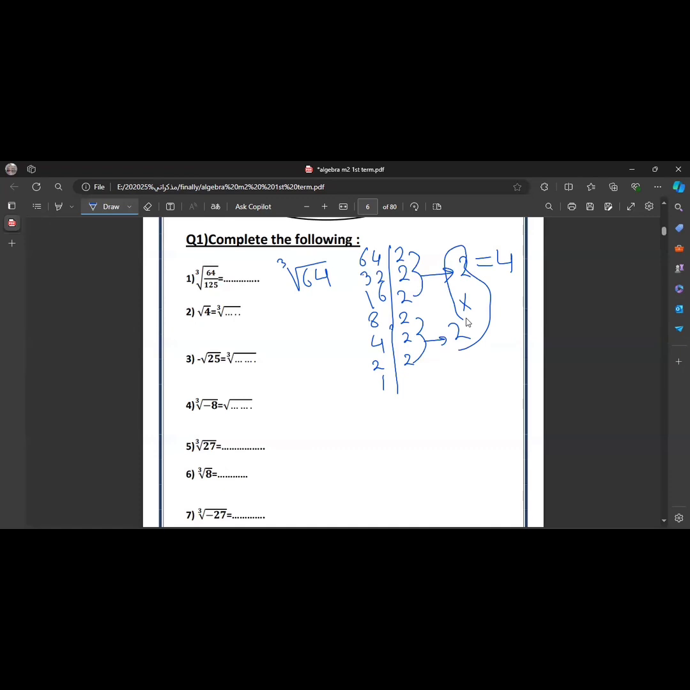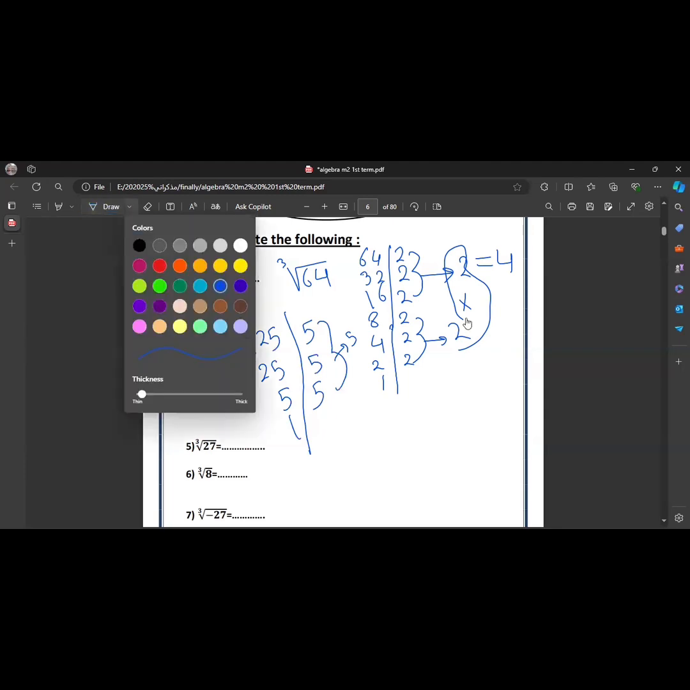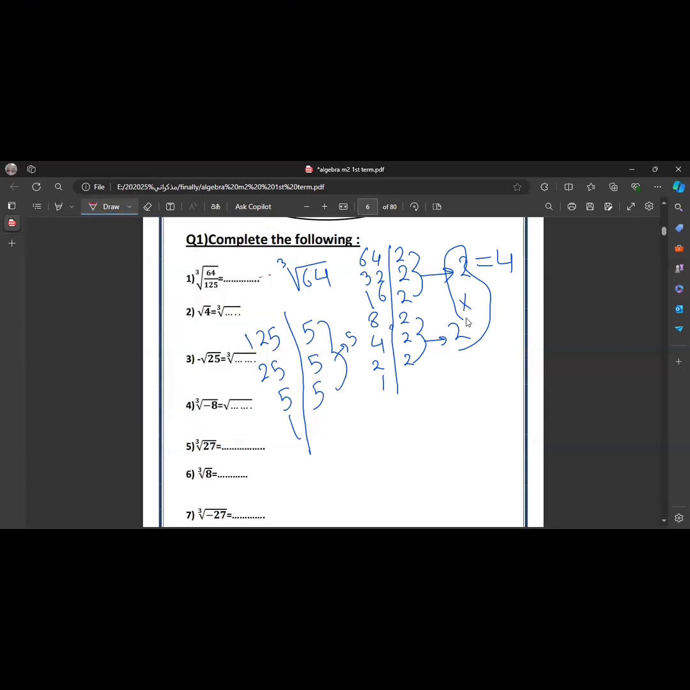And here 125, after we factorize it. 125 divided by 5 is 25. So by 5 equals 5. By 5 equals 1. So we have 3 factors. Take one of them equals 5. So the answer here, 64, its root is 4, and 125, its root is 5, so 4 over 5.